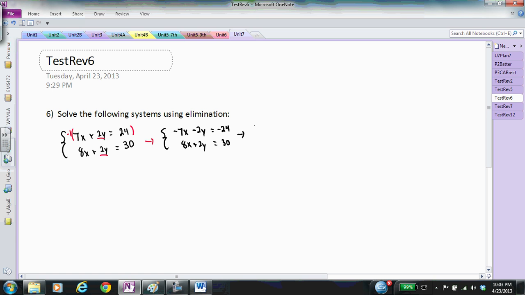Now I'm going to add the top equation to the bottom equation. So the top equation stays the same. But when I add the top equation to the bottom equation, negative 7x plus 8x is x. Negative 2y plus 2y eliminates. That's why this is called the elimination method. And negative 24 plus 30 is 6. So voila, I get that x equals 6. And now I substitute that into the top equation. Negative 7 times 6 minus 2y equals negative 24.